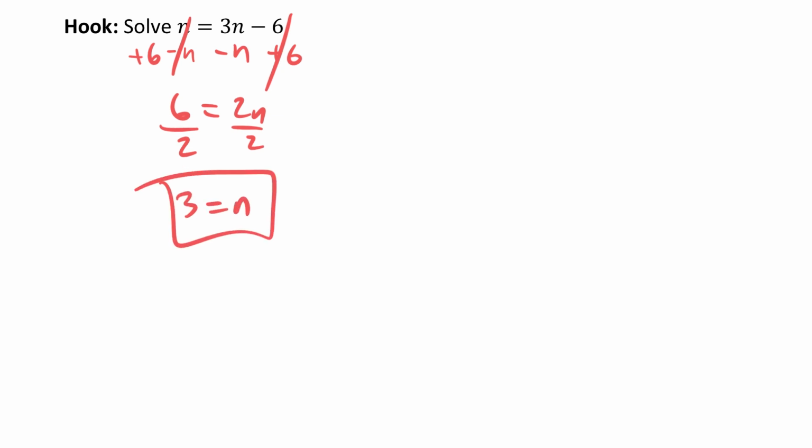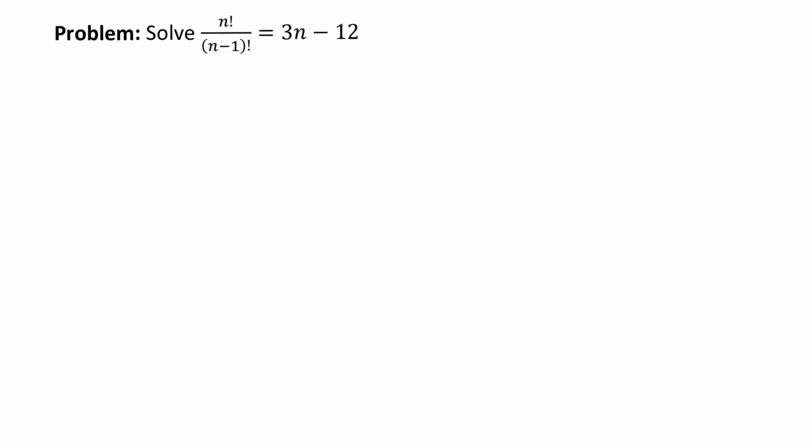Okay, let's compare that to this question. Solve n factorial over n minus 1 factorial equals 3n minus 12. Now initially this might look like a very challenging question. There's factorials, you're going to have to do multiply, all sorts of things. But remember that if we had 10 factorial over 9 factorial, for example, we could write this as 10 times 9 factorial. Cancel the factorials, and we just get 10.